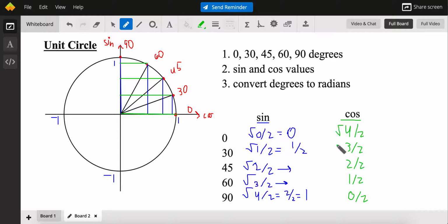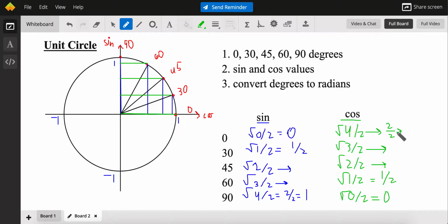So it's radical 4 over 2, radical 3 over 2, radical 2 over 2, radical 1 over 2, radical 0 over 2. The square root of 0 is 0. Anything 0 divided by anything is 0. The square root of 1 is just 1, so that's 1 over 2. Radical 2 over 2 can't be simplified, so it stays like it is. Radical 3 over 2 can't be simplified, so it stays like it is. Radical 4 over 2 is just 2 over 2, which is 1.